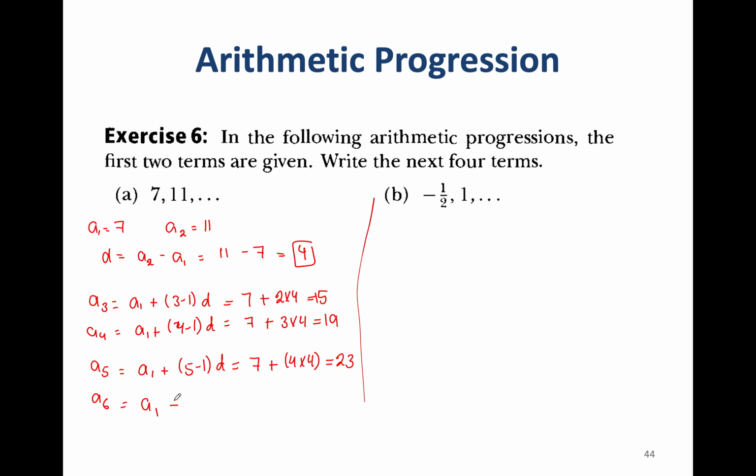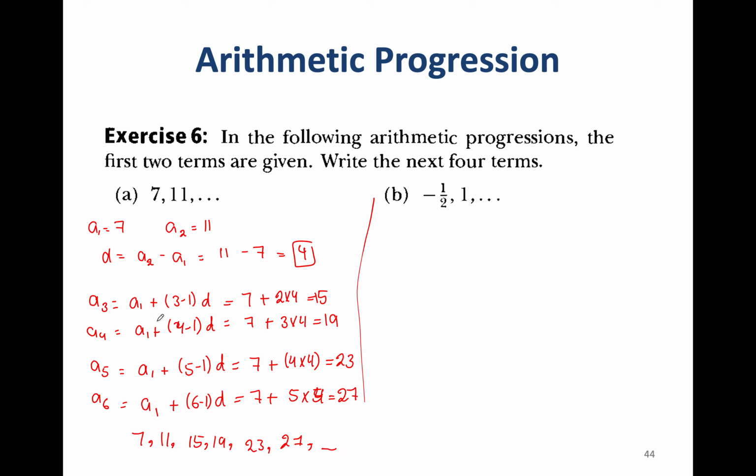Finally, A6 is equal to A1 plus (6 minus 1) D. A1 is 7, 6 minus 1 is 5, and D is 4. And this is equal to 27. So the sequence after finding the next four terms will be 7, 11, 15, 19, 23, and 27.